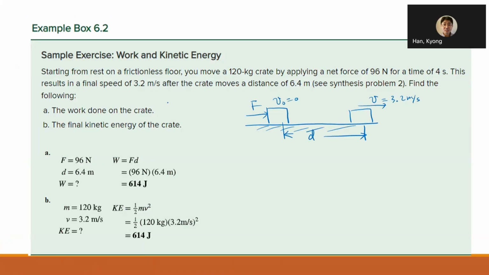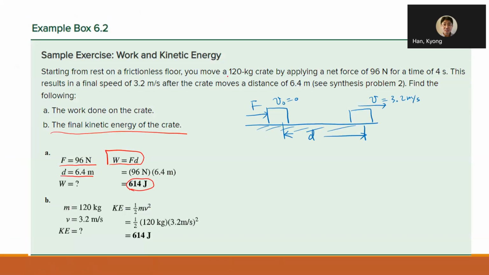In this case, the first question is the work done on the crate. Work is just force times displacement. That is the formula. Force is 96 Newton. Displacement, the distance moved, is 6.4 meter. Then 96 times 6.4 is 614 joule. This is the work.